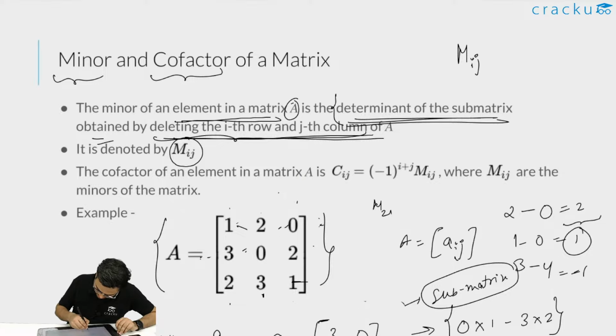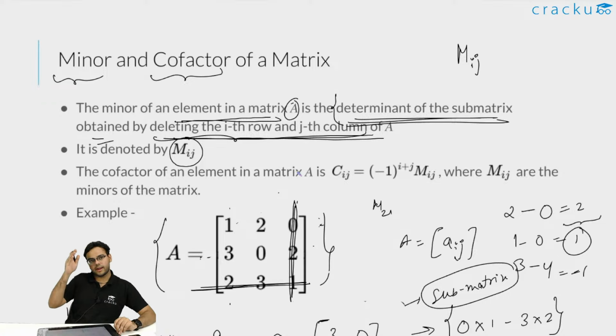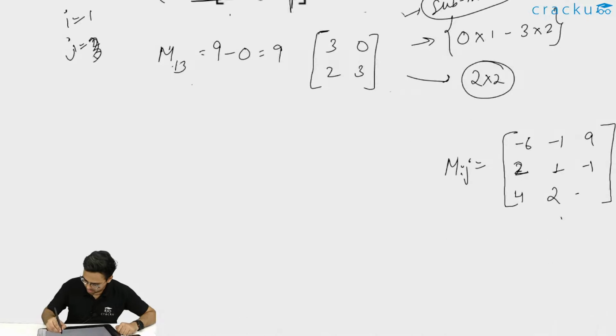Again, the same formula and the same approach we have to apply for every minor. What we have to do is remove the third row and the third column. So this is our remaining sub matrix, and we have to calculate its determinant. This is 1 into 0, which is 0, minus 3 into 2, which is 6. So 0 minus 6 is minus 6.